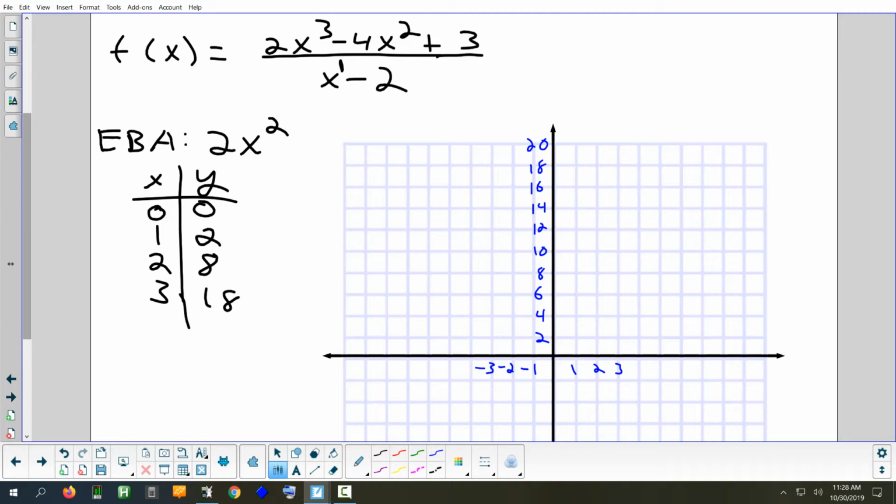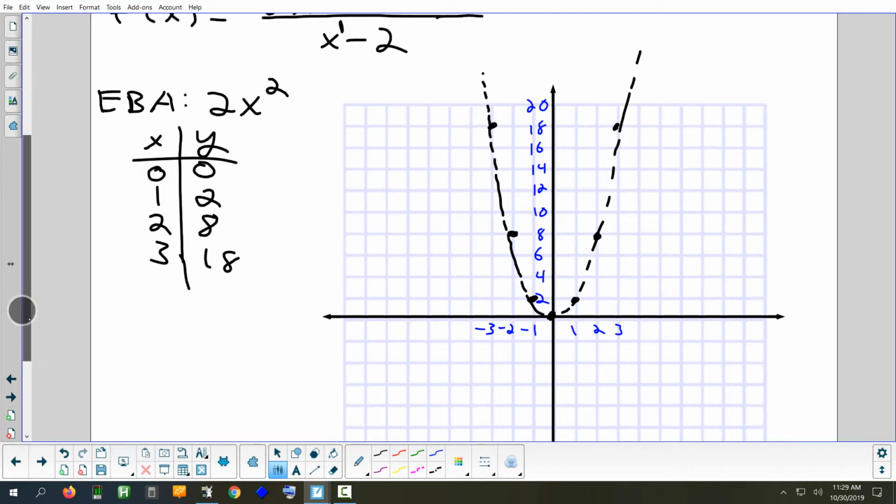Now remember, this is the EBA, so I want to draw this as a dotted line. 0, 0. 1, 2. Notice my y-axis, I'm going by 2s. It's because I don't have enough space. 2, 8. 3, 18. So -1, we'll just mirror image it. 2, mirror image it, and 3. 1, 2, 3, 1, 2, 3. As long as I get everything right. And now draw that in as a dotted line. That's not your graph. That's your asymptote.